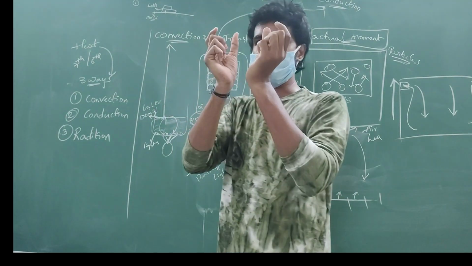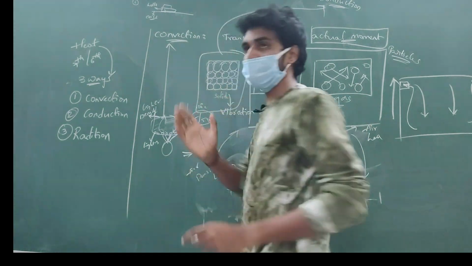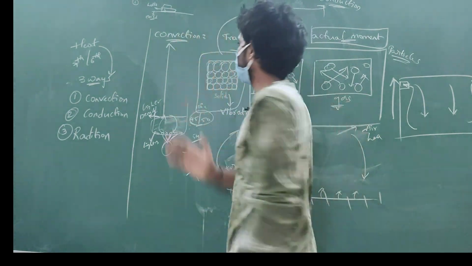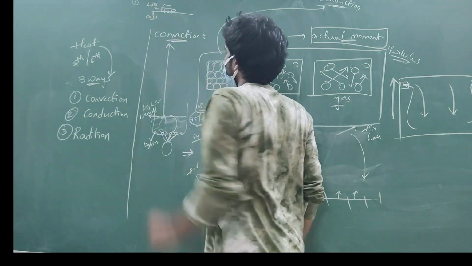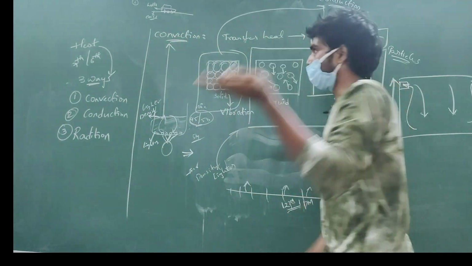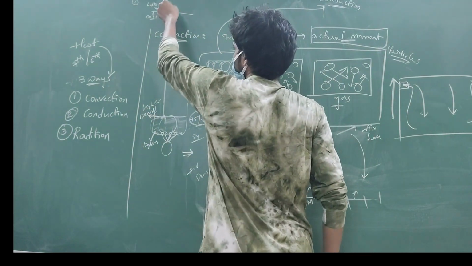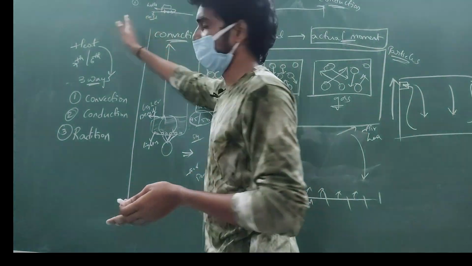In this solid, the particles are closely packed, right? So the particles tend to vibrate. During the vibration, it releases energy, that is heat energy, and that energy is transferred to the object that is in contact with it, right? So the shirt absorbs that heat energy and it gets ironed, right?